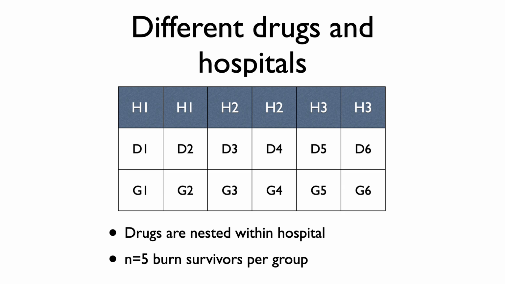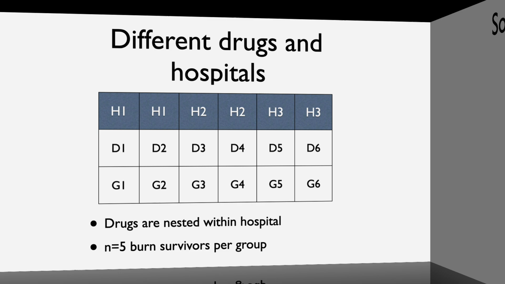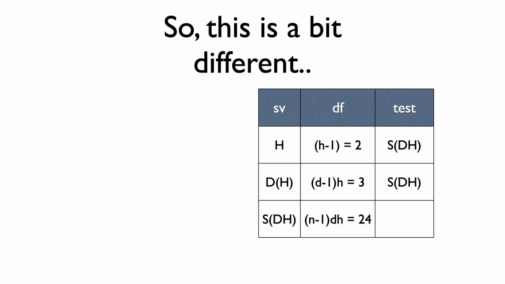Questions on the design? Make some sense? Okay, so let's see how it works. This is a really weird design. Now, the nesting is the same as nesting of subjects. We just have to change it a little bit. We've got hospital at the top of the hierarchy, and there are how many hospitals? Well, there are 3 of them, so we're going to have 2 degrees of freedom for hospital.